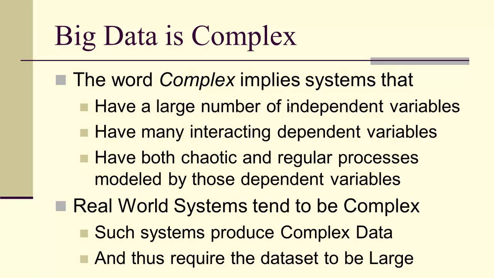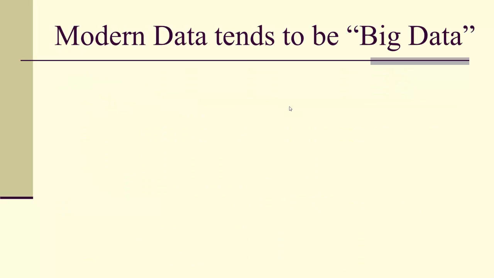So big data is complex. And the word complex means systems that have a large number of independent variables, high dimensional, lots of interaction among these variables, and those interactions could be chaotic or they could be just ordinary processes. They're all mixed in together. Real world systems tend to be complex systems, and such systems produce complex data. The data sets have to be large in order to capture this complexity.